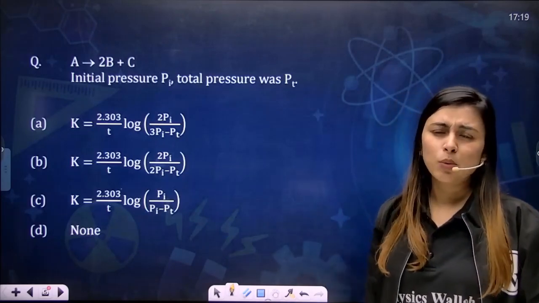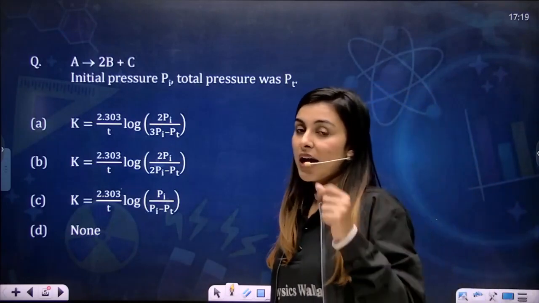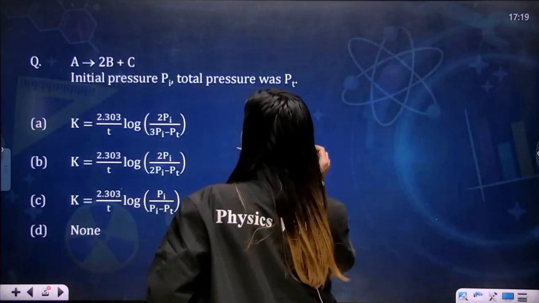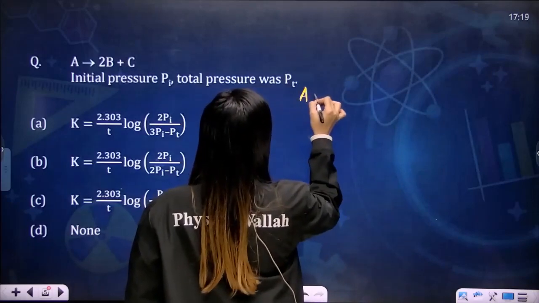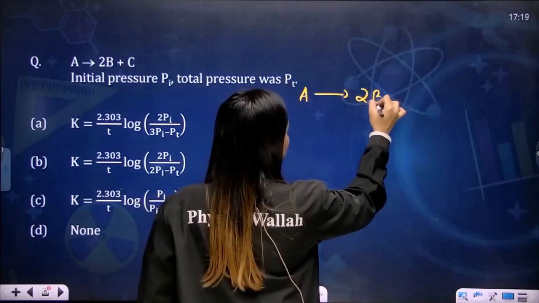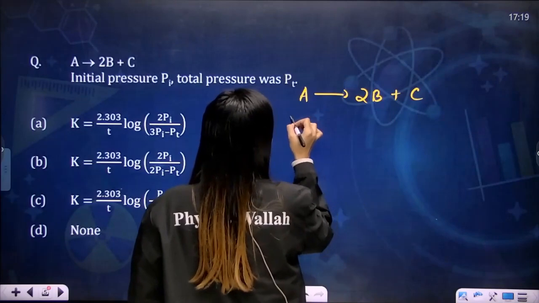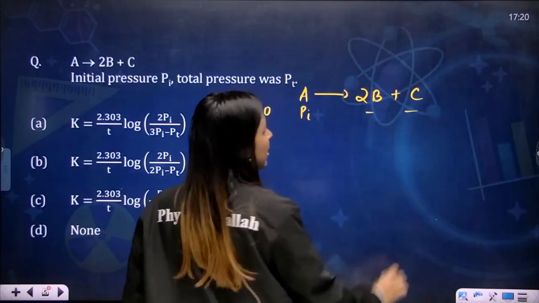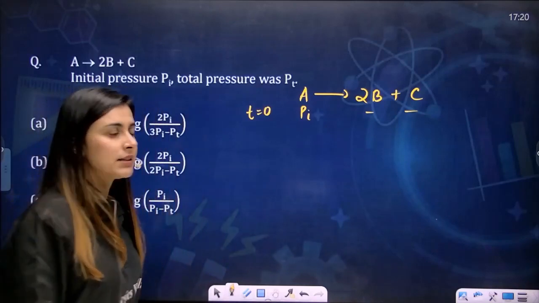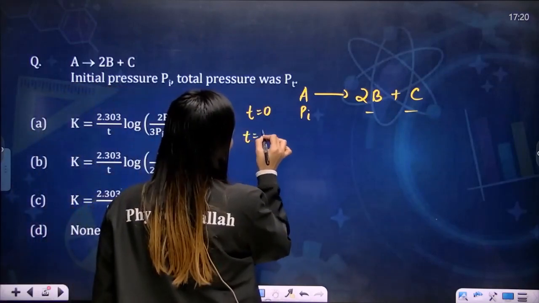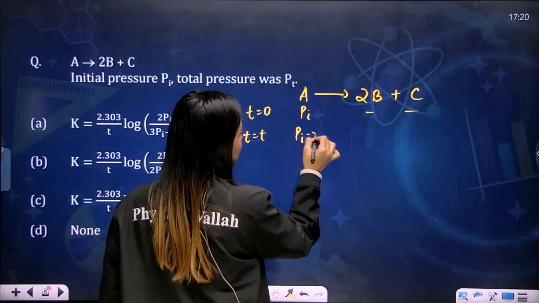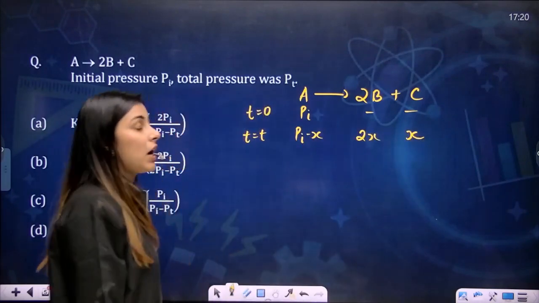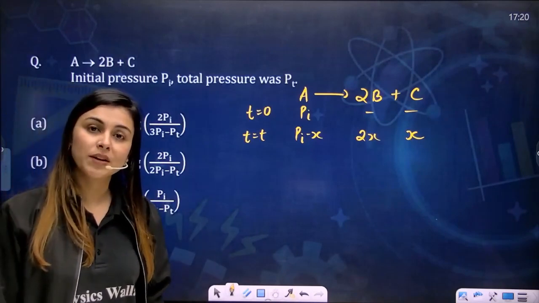So exactly the same question. How are we going to do it? Let's try. I hope you've paused the video and tried the question yourself. Now we'll be doing this question ourselves. So you have A, which goes to 2B plus C. Now let's say initially at T is equal to 0 time, it is P initial pressure, and you will not have any form of the products. Now at some T is equal to T time, let's say P initial minus x might have reacted, so 2x would have been formed and x would have been formed. We are writing according to the stoichiometric coefficients.